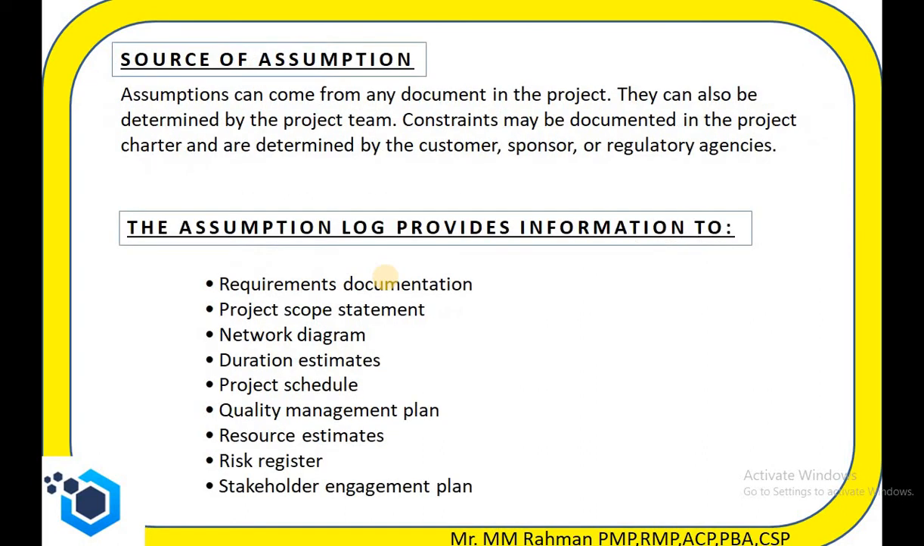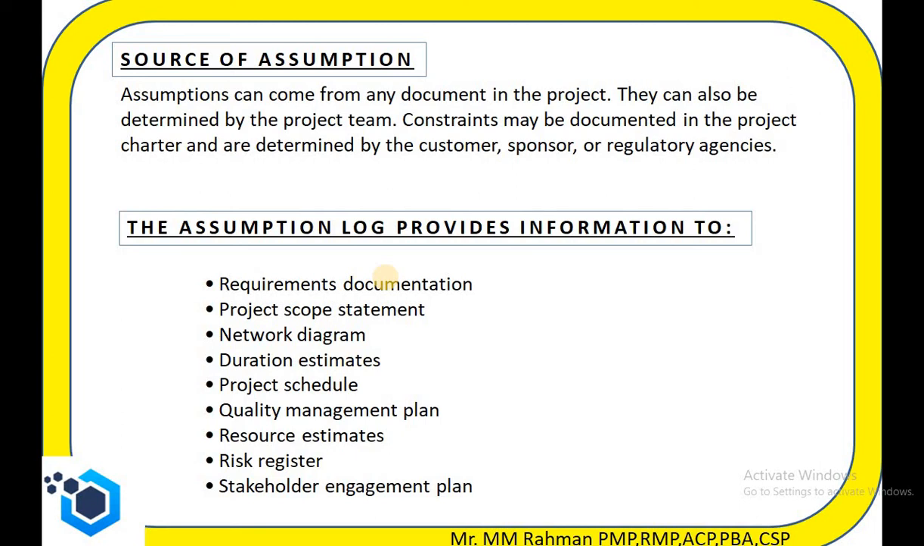Then what are the sources of this assumption? Assumptions can come from any document in the project. They can also be determined by the project team. Constraints may be documented in the project charter and are determined by the customer, sponsor, or regulatory agencies. The assumption log provides information too. That means we can use this assumption log in several places.